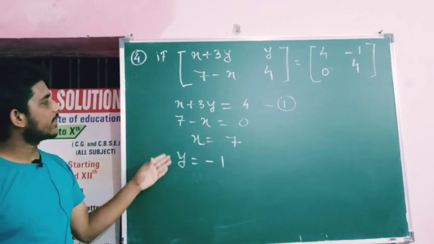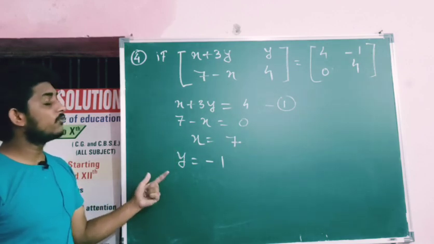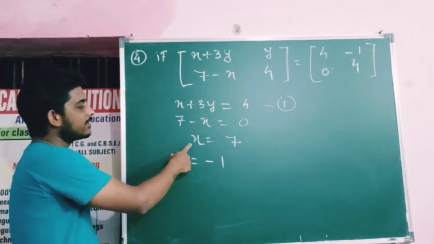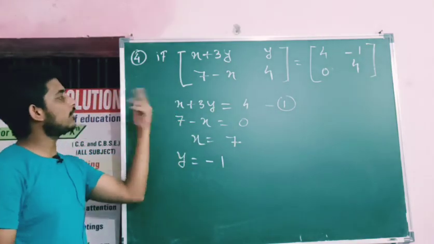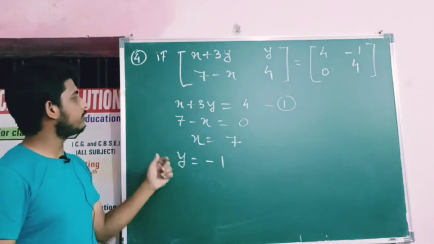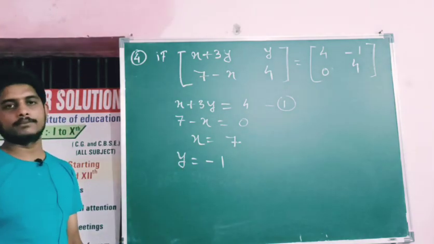Okay. We got the value of x and y, which is what the question asked. Or one more thing you can do over here. After getting the value of x, you can put the value of x in equation number 1. And after solving it, again you will get the value of y as minus 1.